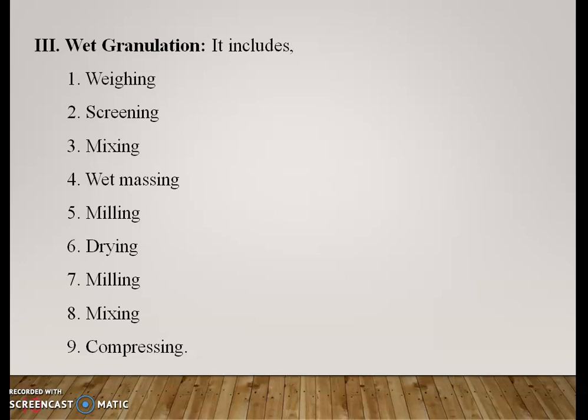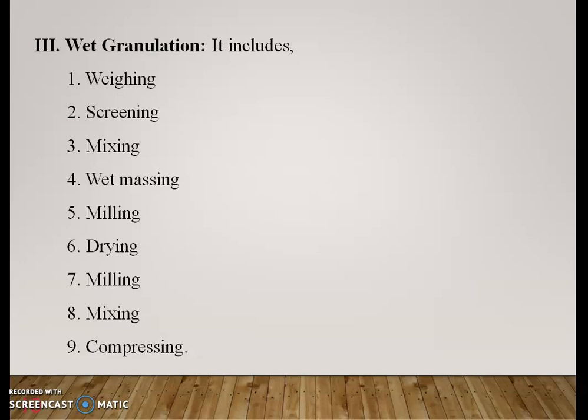The most important point that we have to consider is the wet massing. The amount of liquid or binder solution that you are adding should be monitored closely. If the granules have a large amount of fluid or binding solution, then you will not get granules of the desired strength. Or if it is not getting proper wetting, again we are not getting granules of proper desirability. That's why this is the most important step, wet massing.